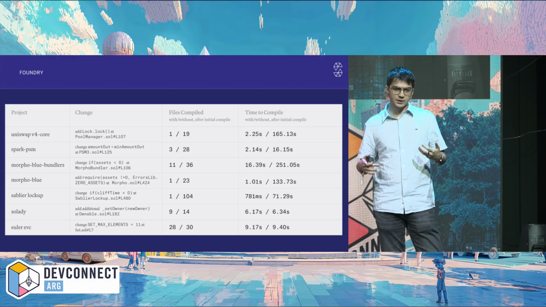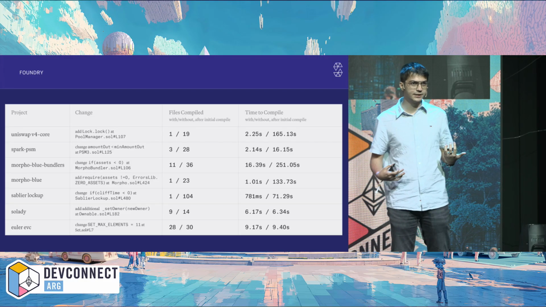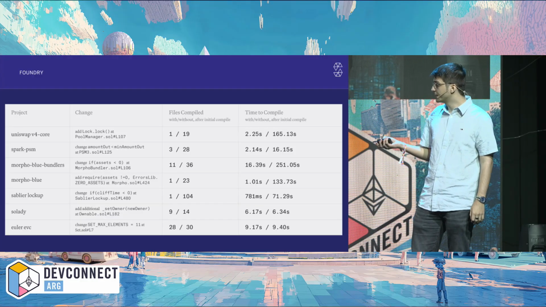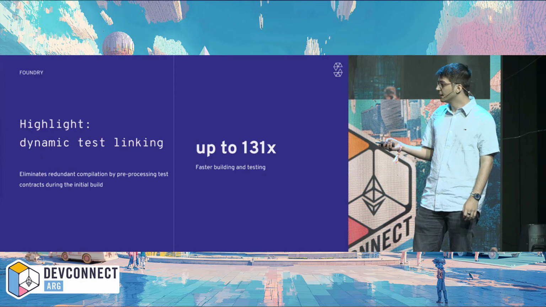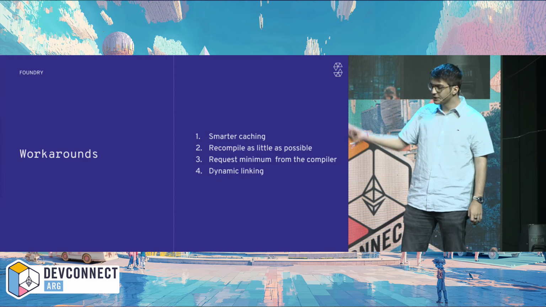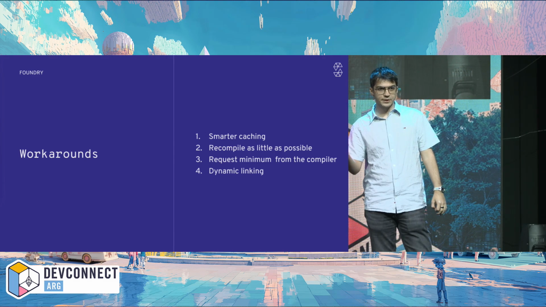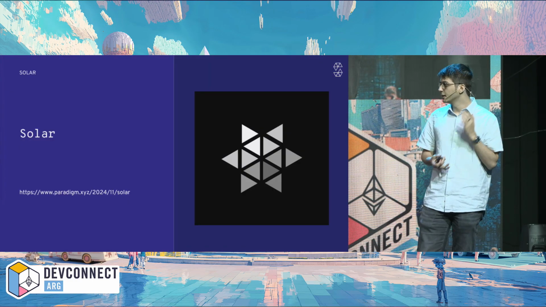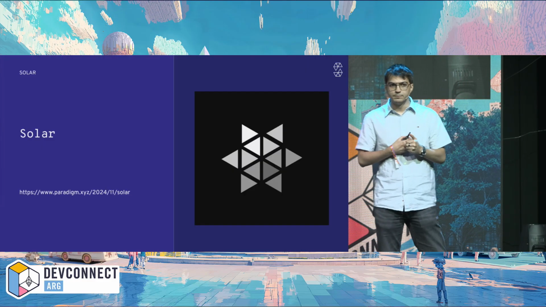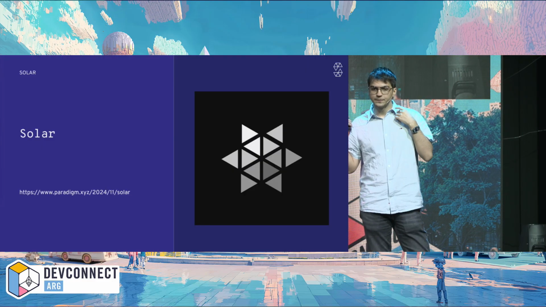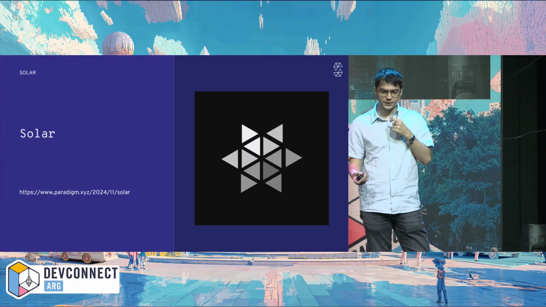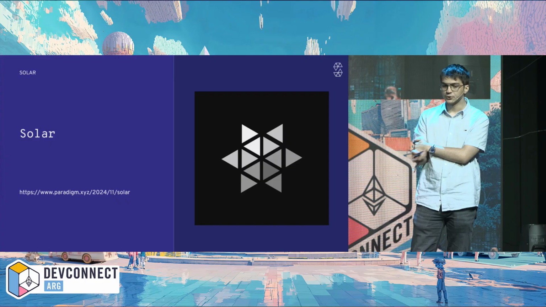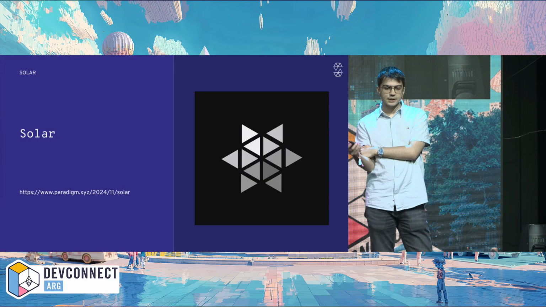So these are many workarounds, but they don't really tackle the core issue of the compiler itself having these performance issues. So what we started developing internally, of course, dynamic linking is implemented using this tool. So what is this tool? It's Solar. We released Solar actually a year ago. Since then, we've implemented more features into it and also integrated more in Foundry itself. One of the features, of course, being the dynamic test linking I just described.